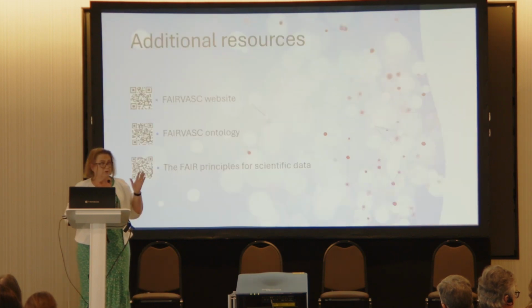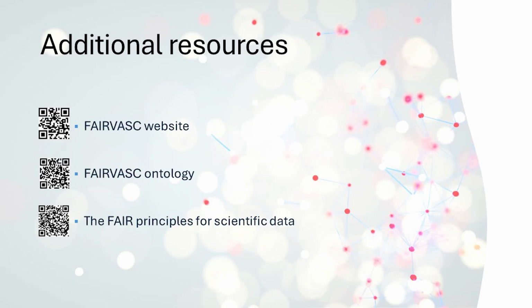I have some QR codes here. I'm not sure if you'll be able to access them there, but that will give you more information on the FairVas project. You'll see the FairVas website. The FairVas ontology is basically like a glossary of terms that we use just to make sure that we are all referring to the same thing within the different registries. And then the FAIR principles for scientific data.